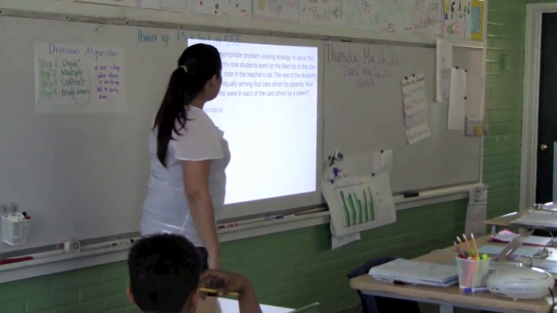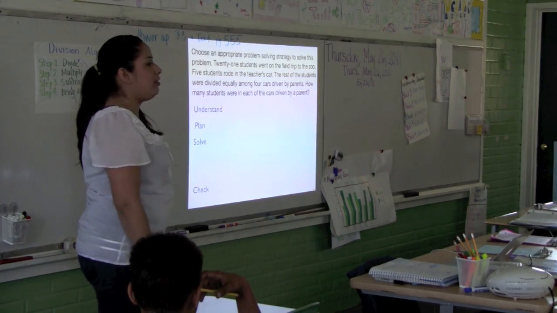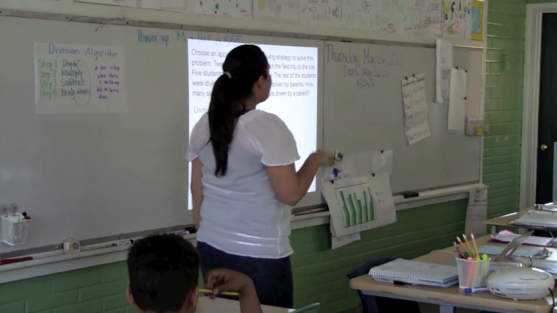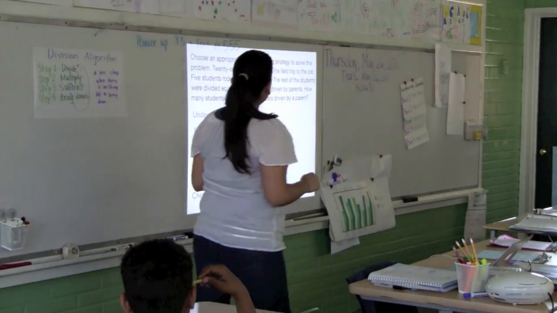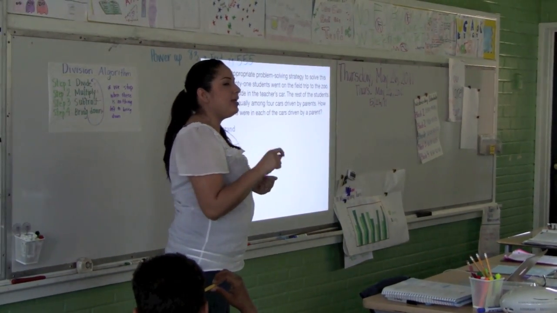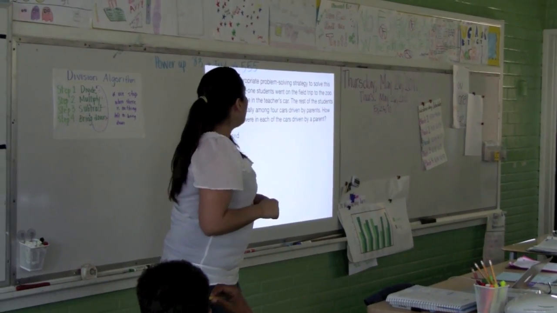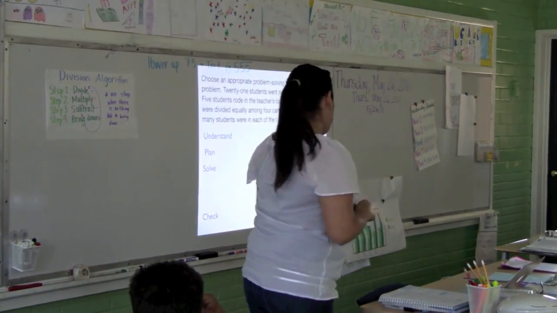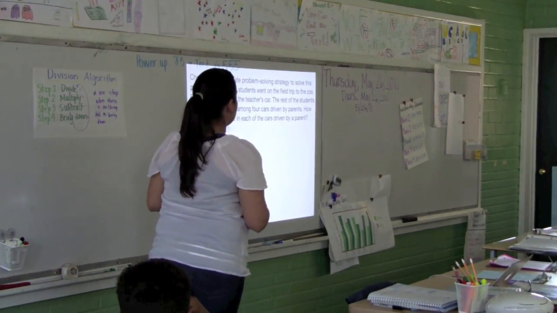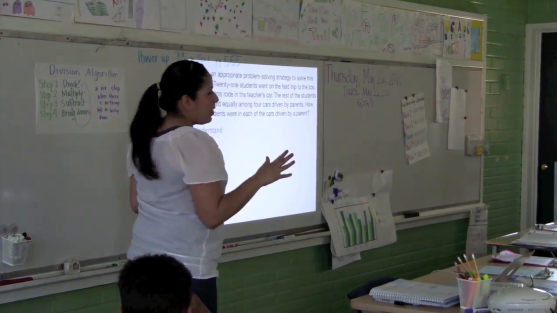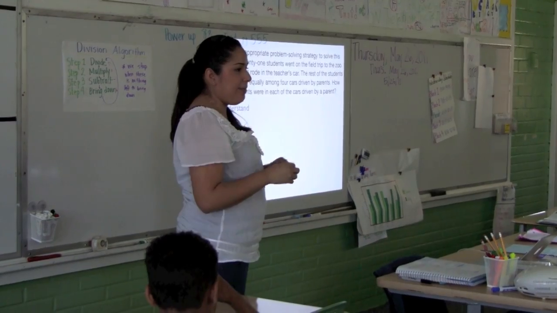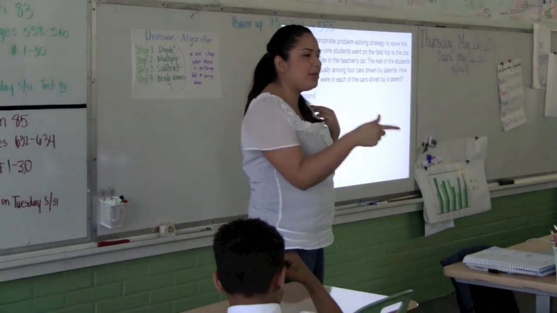So the problem solving says 21 students went on a field trip to the zoo. 5 students rode in the car with the teacher, and the rest of the students were divided equally among 4 cars driven by parents. How many students were in each of the cars driven by a parent? Okay? And this is why I say I kind of like to draw pictures, because I'm going to draw my car, and I'm going to put how many students in it?